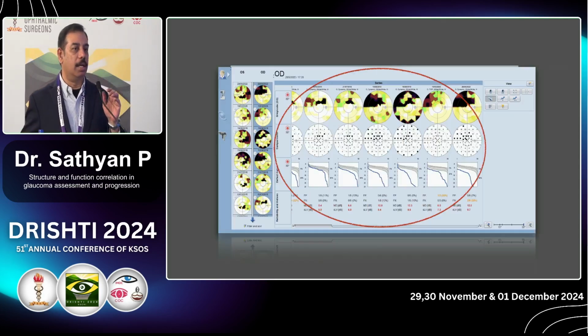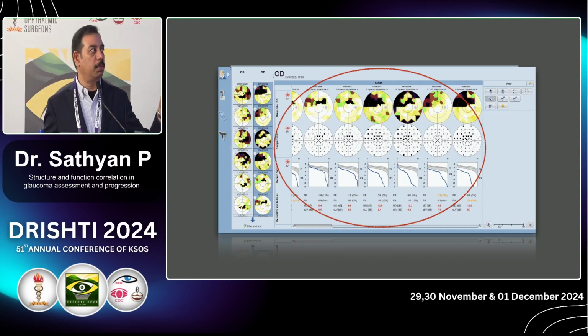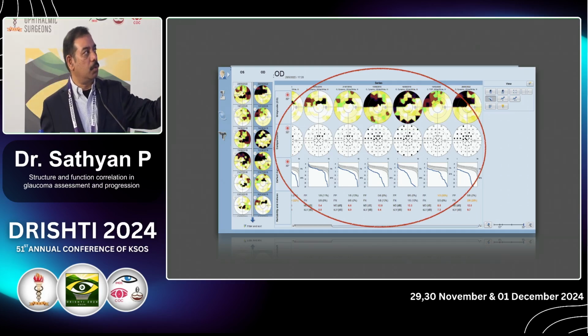So this is the serial analysis again from the Octopus visual fields. So try to understand each field, which type of field you have done.